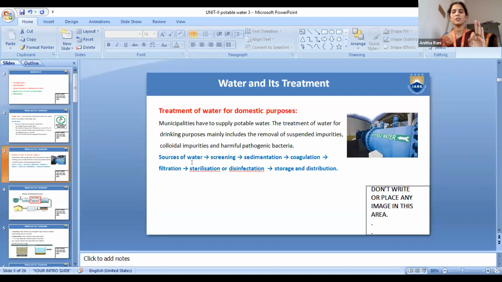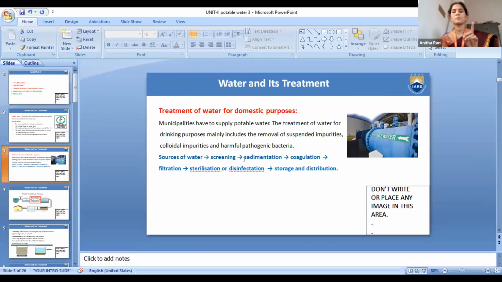So what are the steps? We collect the water from a river, the source of water. We go for first screening. Next step, sedimentation. Third step, coagulation. Fourth step, filtration. Fifth step, sterilization, also called disinfection. Then we collect that water, store it, and supply it, distribution.